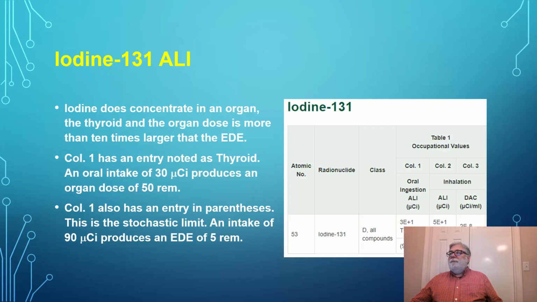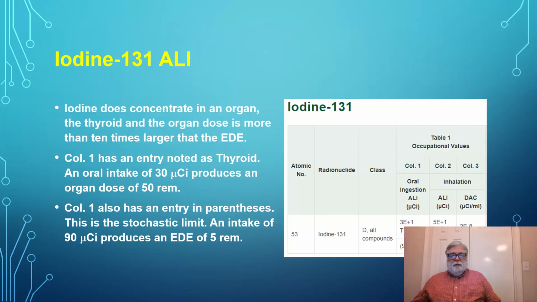And so the dose, when iodine-131 is either ingested or inhaled, the dose to the thyroid will reach 50 rem to the thyroid faster, at a lower activity, than the whole body would receive 5 rem committed effective dose equivalent.